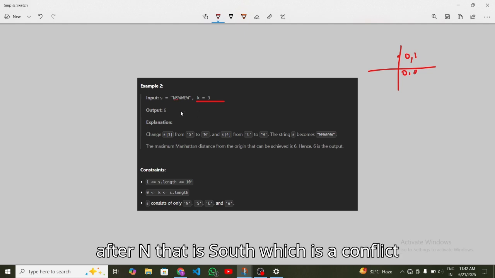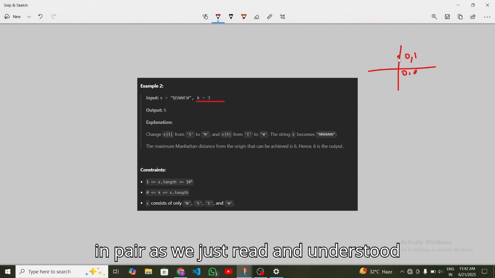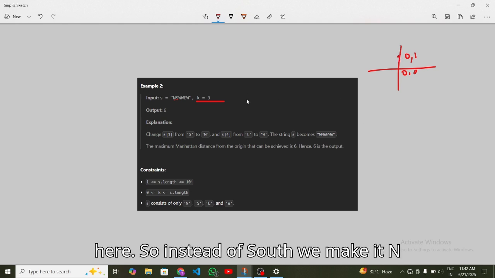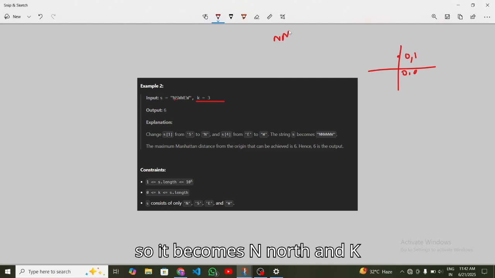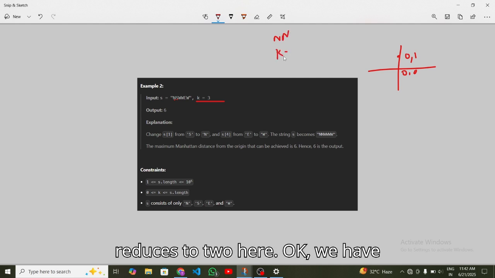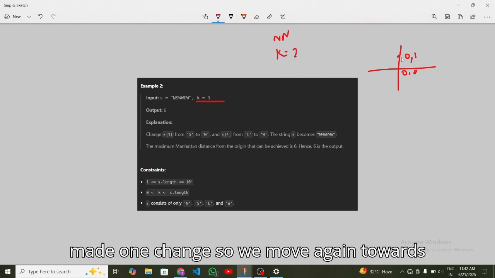After north, it is south, which is a conflicting pair as we just read and understood here. So instead of south, we make it north. So it becomes north, north. And k reduces to 2 here. Okay, we have made one change.